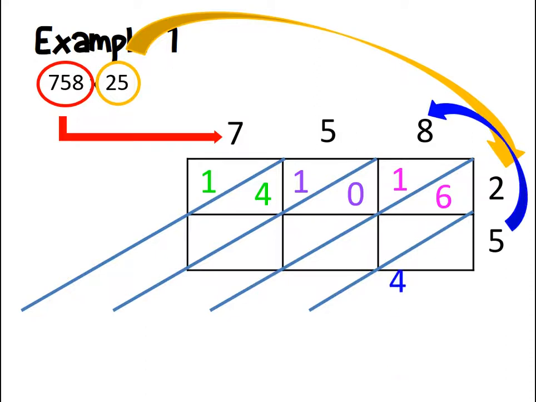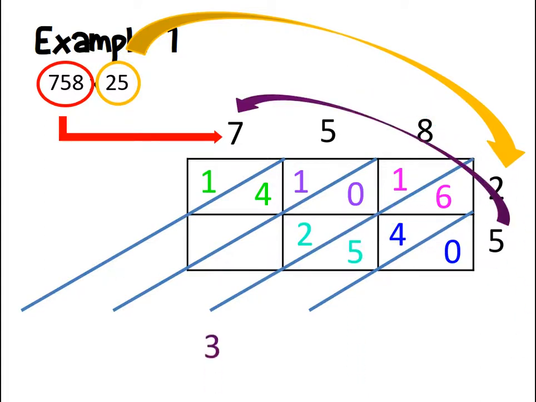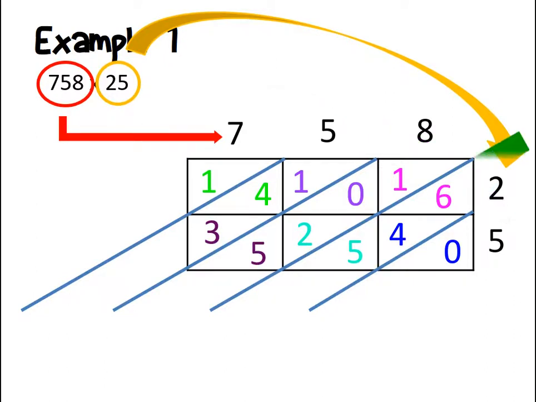5 times 8 is going to equal 40, 4 at the top triangle, 0 at the bottom. 5 times 5 is 25, 2 at the top, 5 at the bottom. And then 5 times 7 is 35, 3 at the top, 5 at the bottom. Now we need to start adding. Now when you add using the diagonal columns.